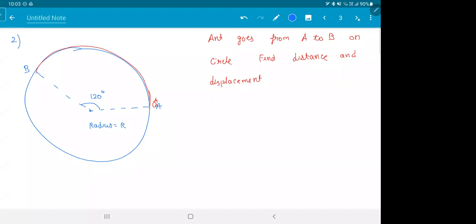Yeah, got the answer. Okay, let's see. What is the distance? Distance is nothing but arc length. What is arc length? r into theta. Theta should be in radians, people. Don't forget that. Don't write 120. So that is 2π by 3. π radians is 180 degrees, so 120 will be 2π by 3. Hope that everyone knows, π radians is 180 degrees. So how much is 120? Use the unitary method. What is the displacement?